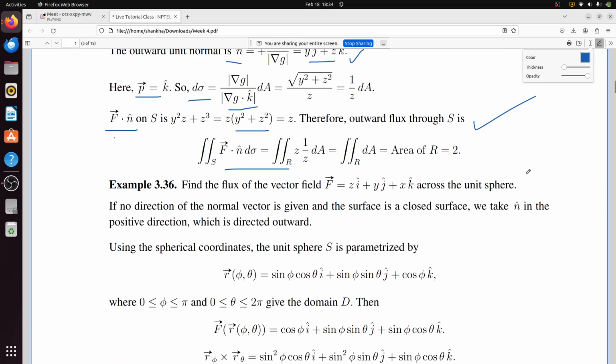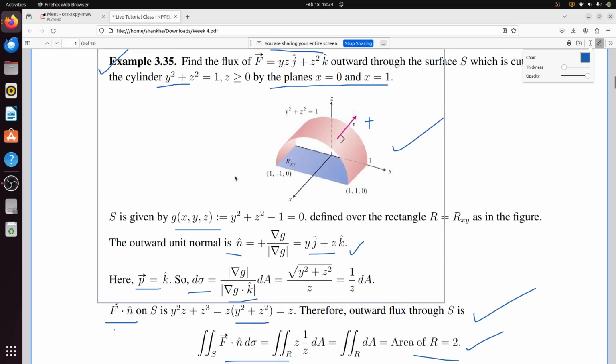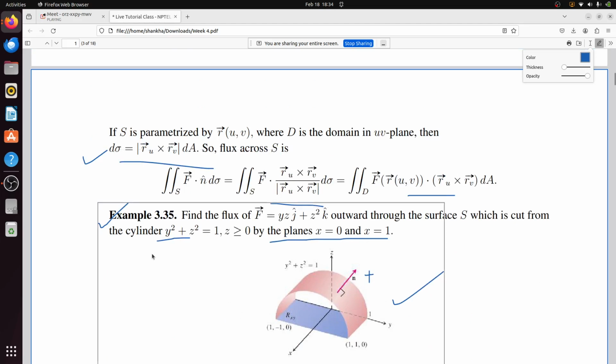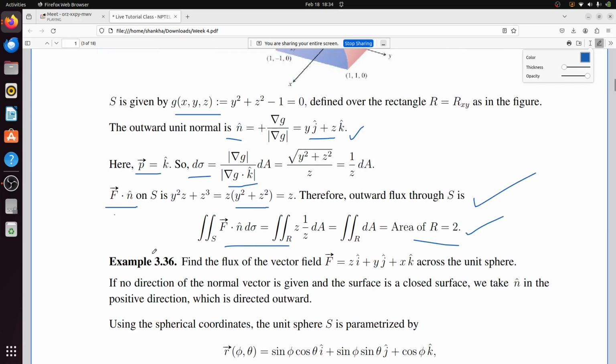So the required answer is 2. This type of problem may appear in your exam, right? These are not that tough questions. These are some easy problems, and I hope you can actually solve them.